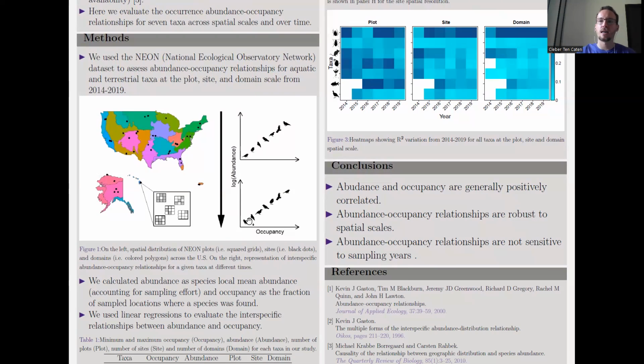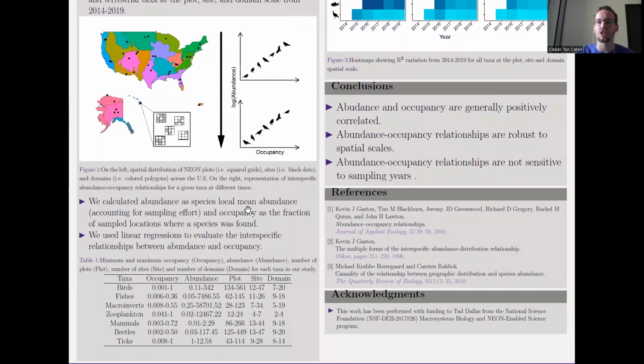So we obtained abundance and occurrence data for all these taxa, and then we calculated the species abundance as the local mean abundance, where we accounted for sampling effort. For example, some plots might have more traps than other plots, or those traps might be set for a longer period of time. So we took that into account when calculating the species abundance.